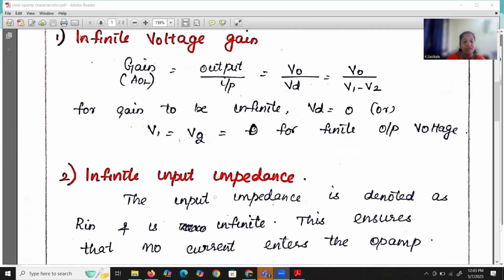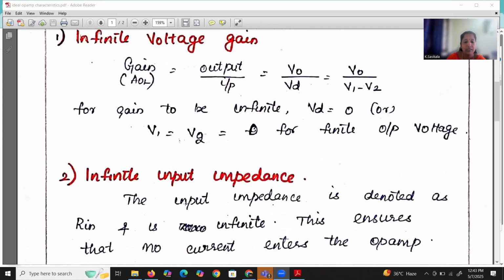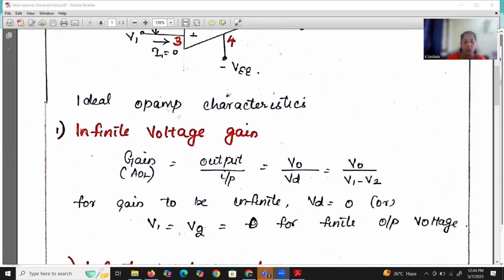The next one is infinite input impedance. The input impedance is denoted by Rin, and for the ideal op-amp the input impedance is infinite. That is, Rin is infinite means the current is 0. So for infinite input impedance, the current entering the op-amp is 0. That is, I1 is the current entering the non-inverting terminal and I2 is the current entering the inverting terminal. So for the ideal op-amp, the current entering the op-amp is 0.